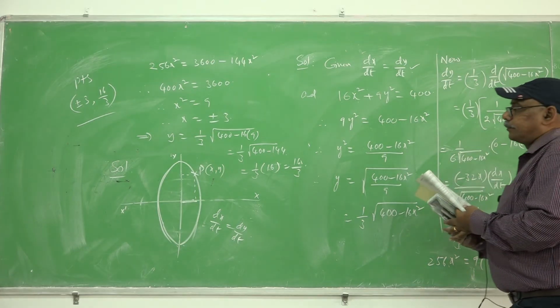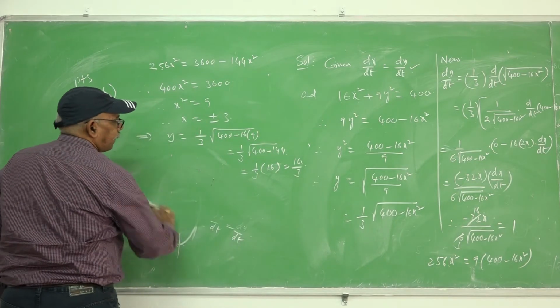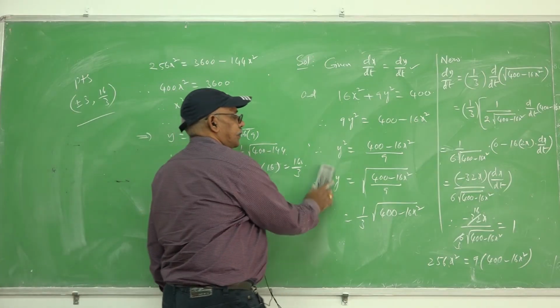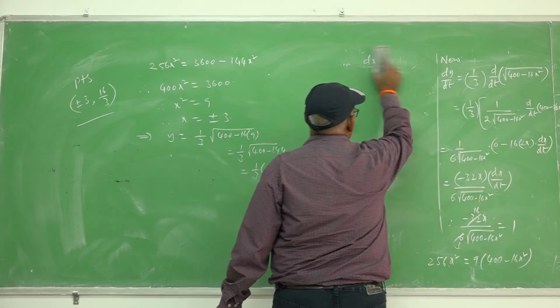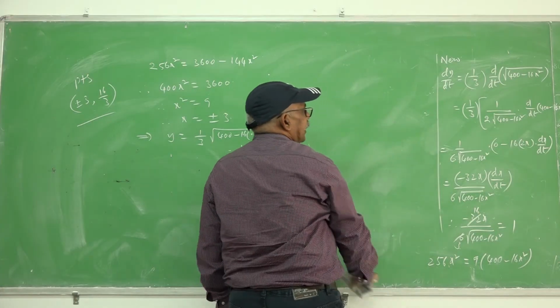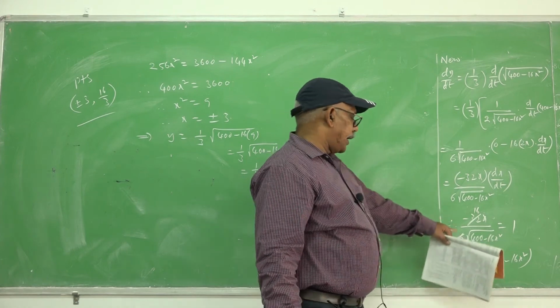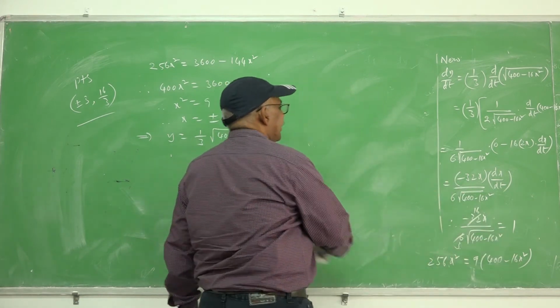Next one. Write y as a function of x and differentiate. So you can cancel dx by dt and dy by dt on both sides and you may get the x value. Once you get the x value, you get the y value which satisfies the curve.